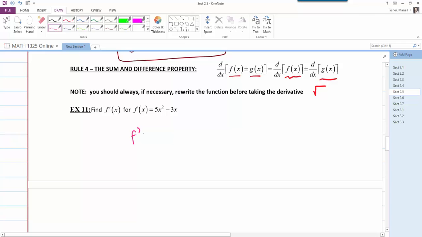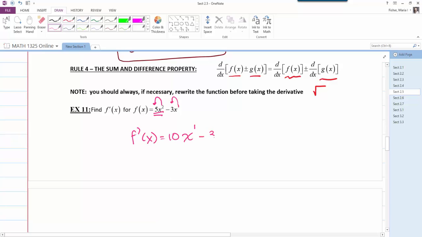So f prime of x is going to equal, well, if it was just this, again, I use my power rule. 2 times 5 is 10 x, 1 less, so 2 minus 1 is x to the first power. And again, I don't need to write that 1, but I can if I want to. Minus, well, wait, what's the exponent on x if there's no exponent there? Well, I know that exponent is equal to 1. Right? If there's no exponent, I know that exponent is equal to 1. So then I use my power rule.